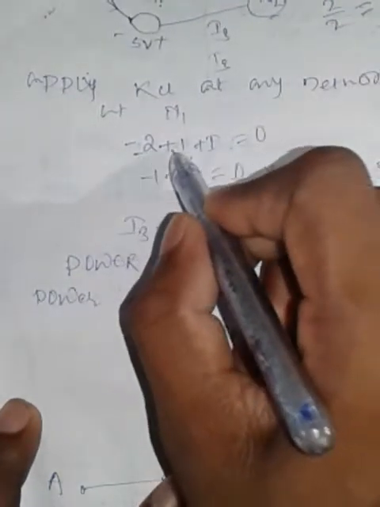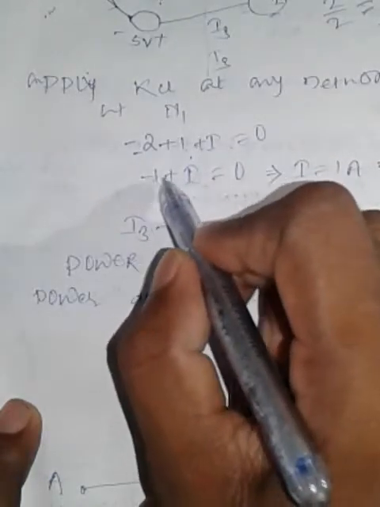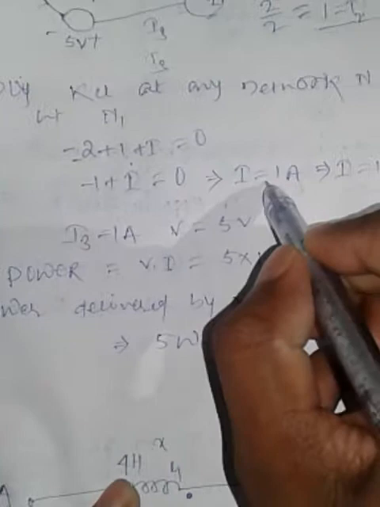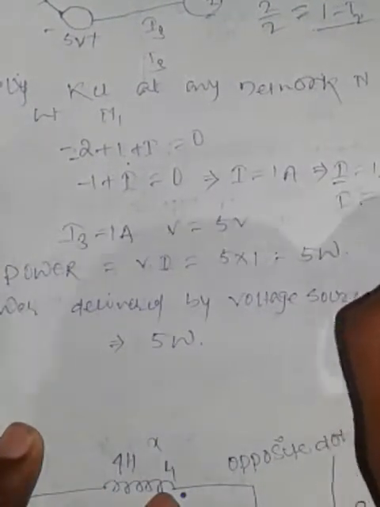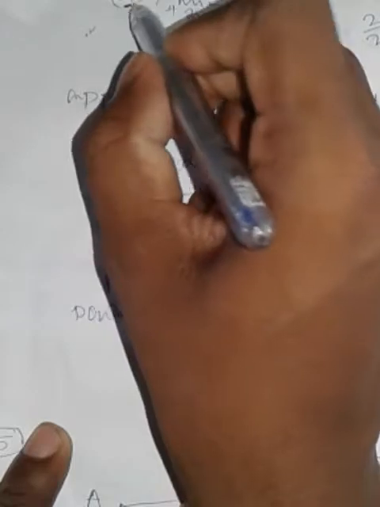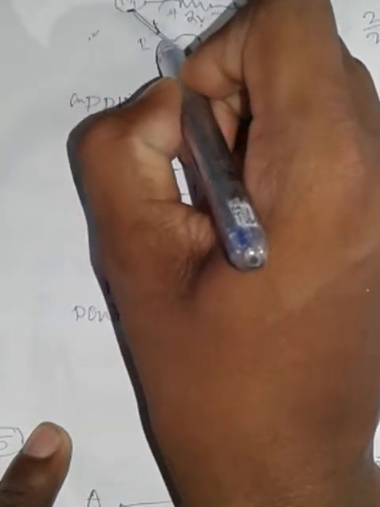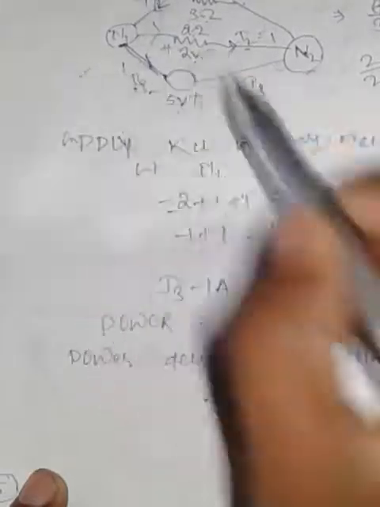So minus 2 plus 1 plus I is equal to 0. So I minus 1 plus I is equal to 0. So I is equal to 1 ampere, which means the current flowing through this voltage source will be 1 ampere, and that is away from N1. This is I3, away from N1, which is 1 ampere.